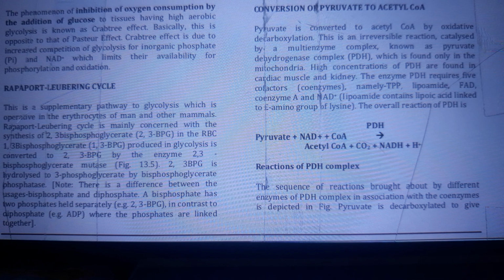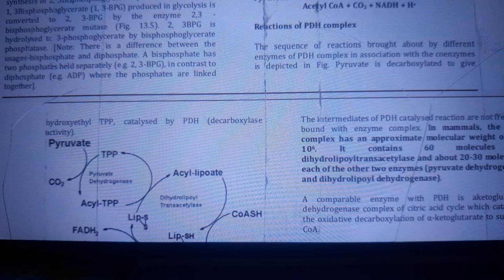Rapoport-Luebering cycle. This is a supplementary pathway to glycolysis which is operative in the erythrocytes of man and other mammals. The Rapoport-Luebering cycle is mainly concerned with the synthesis of 2,3-bisphosphoglycerate, 2,3-BPG, in the RBC. So remember, the Rapoport-Luebering cycle happens in the erythrocytes. 1,3-bisphosphoglycerate produced in glycolysis is converted to 2,3-BPG by the enzyme bisphosphoglycerate mutase. Then 2,3-BPG is hydrolyzed to 3-phosphoglycerate by bisphosphoglycerate phosphatase.